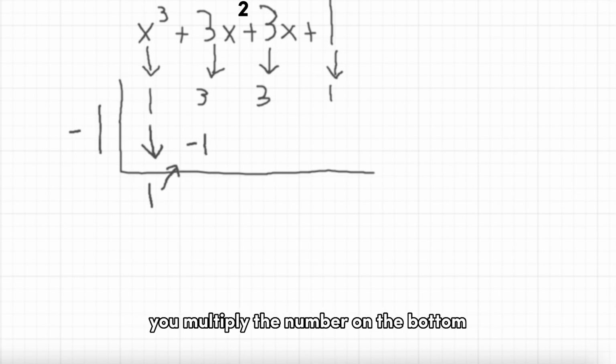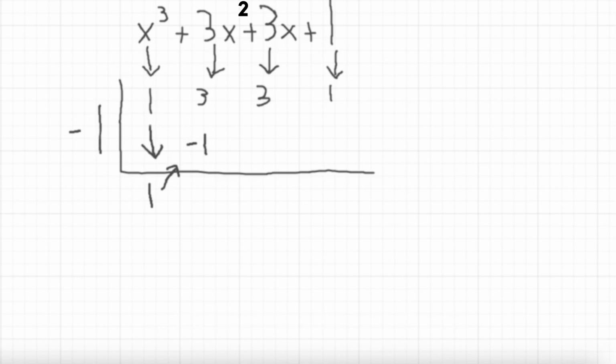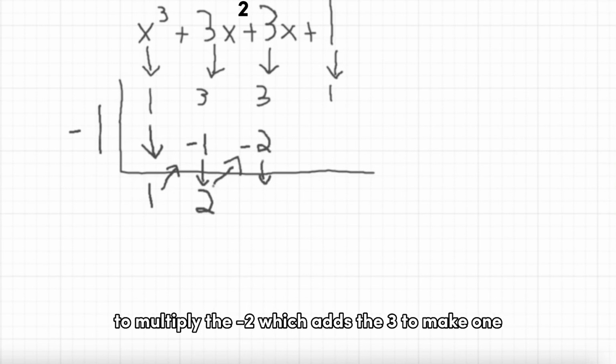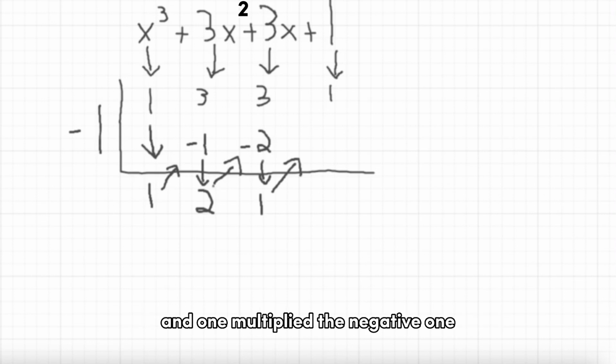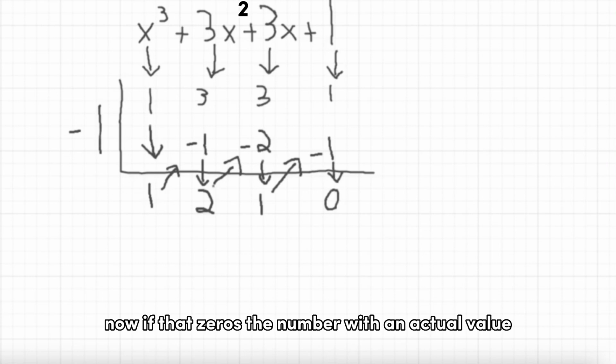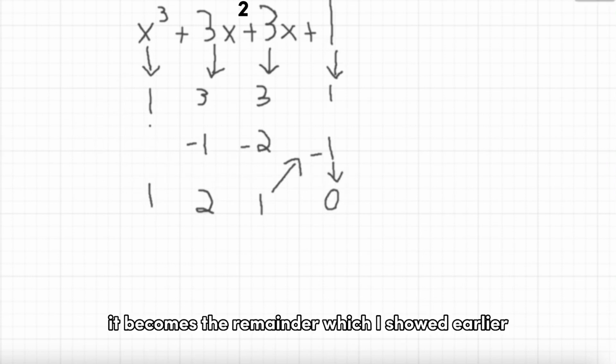When you're multiplying, you multiply the number on the bottom by the value on the side. 1 multiplies a negative 1, adds to 3 to make 2. 2 multiplies a negative 2, which adds to 3 to make 1. And 1 multiplies a negative 1, which adds with 1 to make 0. Now, if that 0 is a number with an actual value, it becomes a remainder, which I showed earlier.